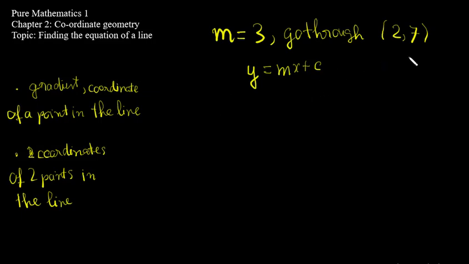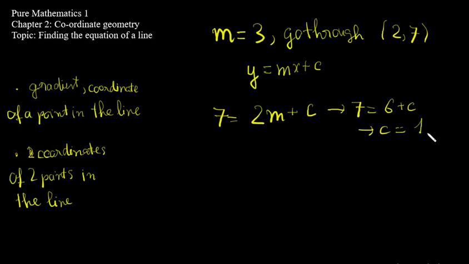Now, because this one passes through the point 2 and 7, 7 equals 2m plus c. Because this is a point on this line, it must satisfy the equation y equal to mx plus c. And now we know that m equals 3, so 7 equals 6 plus c, so c equals 1. Now we have our c and our gradient, so the equation is y equal to 3x plus 1.